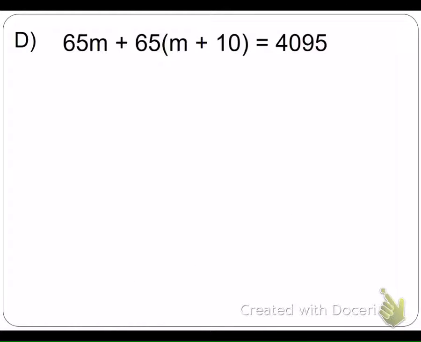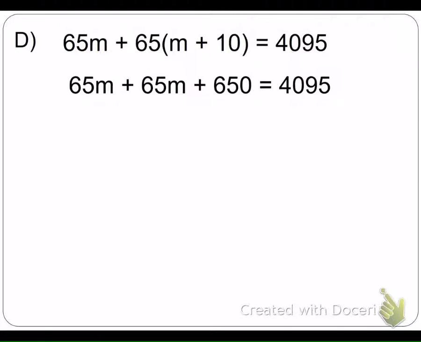All right, so how will I start to solve this? Distribute the 65. So 65 times M and 65 times 10. Very good. Now I can combine my M. 65 and 65 is what? 130M plus 650 equals 4,095. That's how much all of the tickets are.